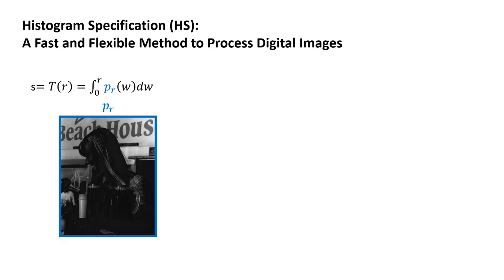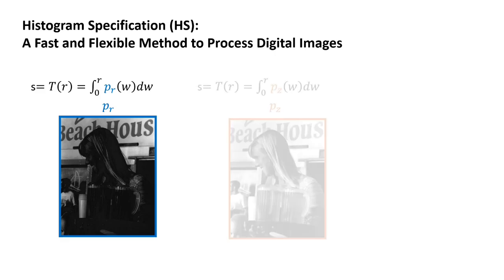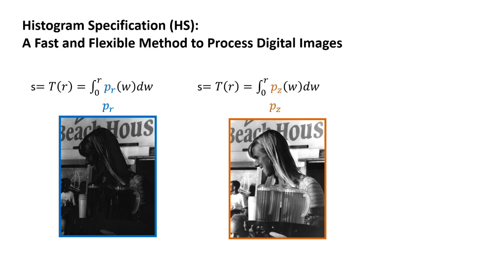For histogram specification, we will start by doing histogram equalization of our original image as it is indicated there. And let's assume at this point that we actually have available a nice image in terms of its contrast and its probability density function P of Z. The idea here is that if we apply histogram equalization to this nice image, the final histogram that we will obtain is uniform, the same as the one on the left. So because of this, we can equate those two expressions. So S on the left is equal to S on the right.